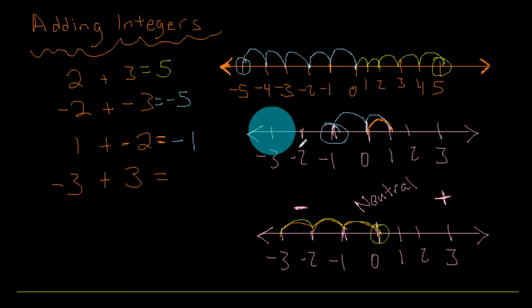So the cool thing here is whenever you take the sum of an integer and its opposite, the sum will always be 0.